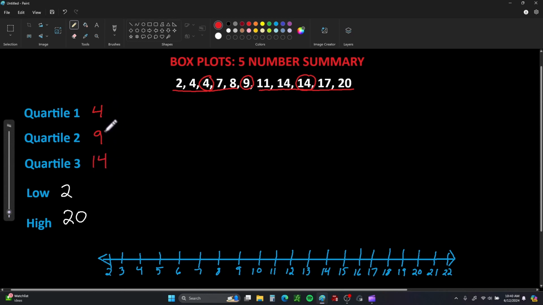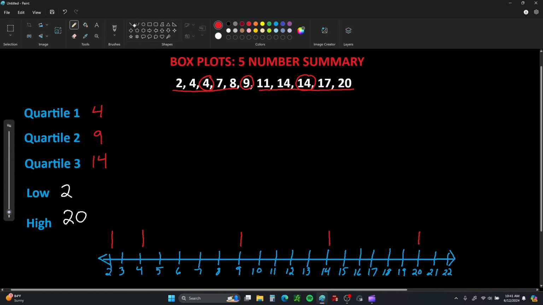Now that I have the 5 numbers that are used in the 5-number summary, I'm going to make a line on my number line over here. Don't skip any numbers. Make sure that your number line has all the numbers between the low and the high. So for the low, it's a 2. I put a line here. For the high, it's a 20. I put one here. And then Q1 is a 4. Q2 is a 9. And Q3 is a 14.